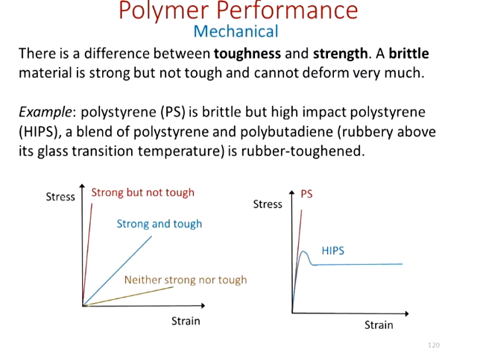Okay, all right. So again, polystyrene is brittle. Okay, high impact polystyrene, HIPS, okay, is rubbery and is rubber toughened. So you have a little bit of the rubber toughening there for that polymer. And when you look at the stress strain curves, it helps you to view that.